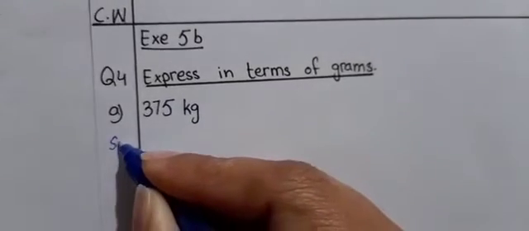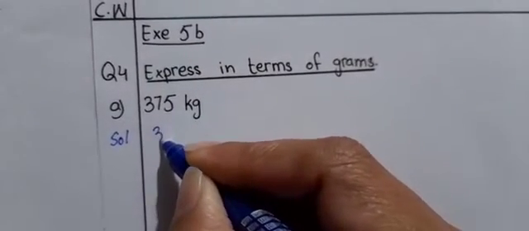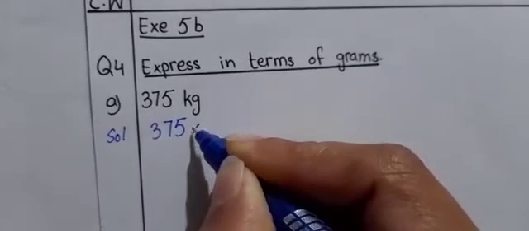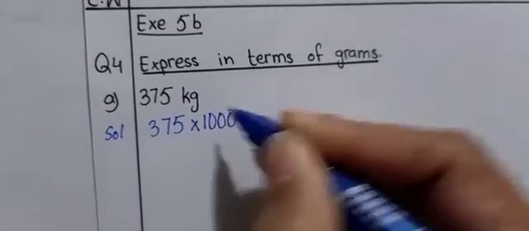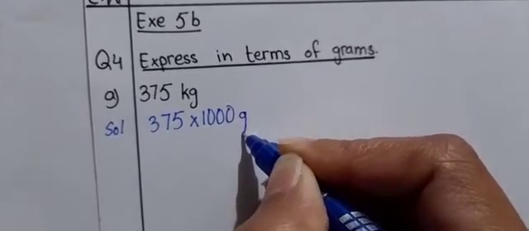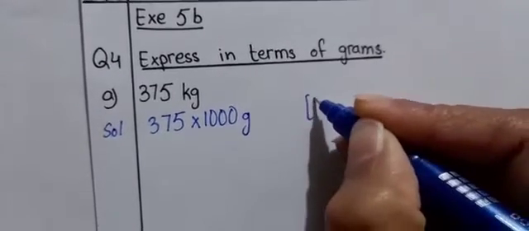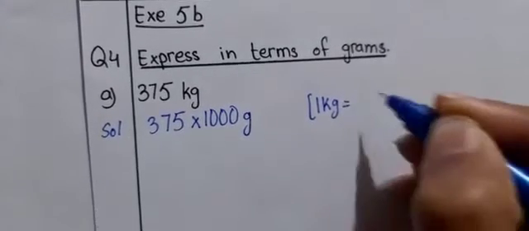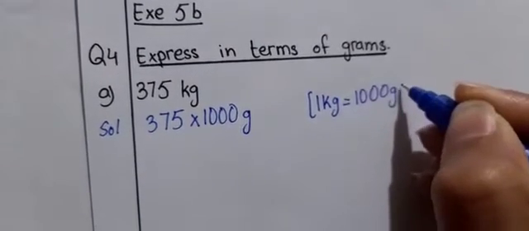We will write solution, SOL, and to convert it into gram, as you all know, converting the bigger unit into the smaller, we have to multiply it with 1000. Then we cannot write kg because we have multiplied it with 1000. We will write g, and in the bracket we can write 1 kg, so that we will know why we had written 1000. 1 kg equals 1000 grams. Bracket closed.